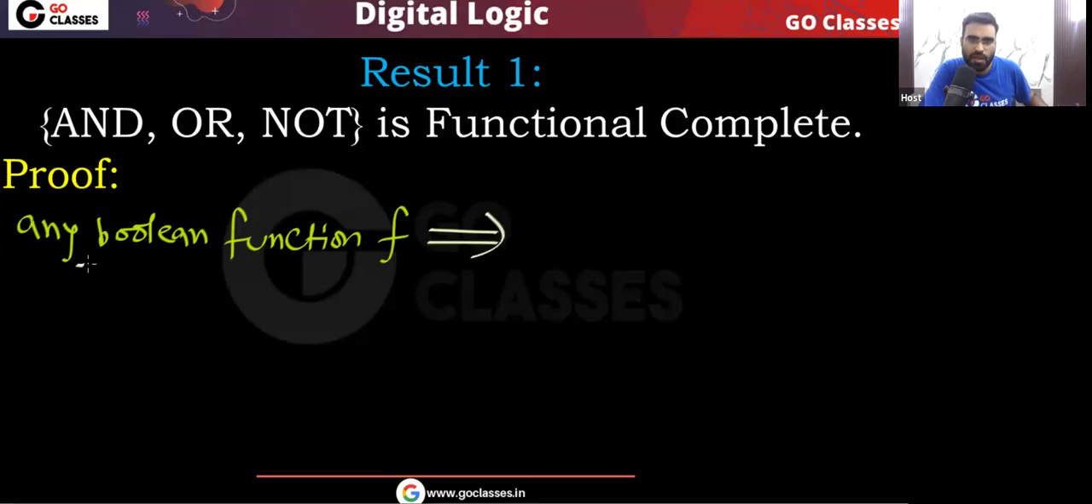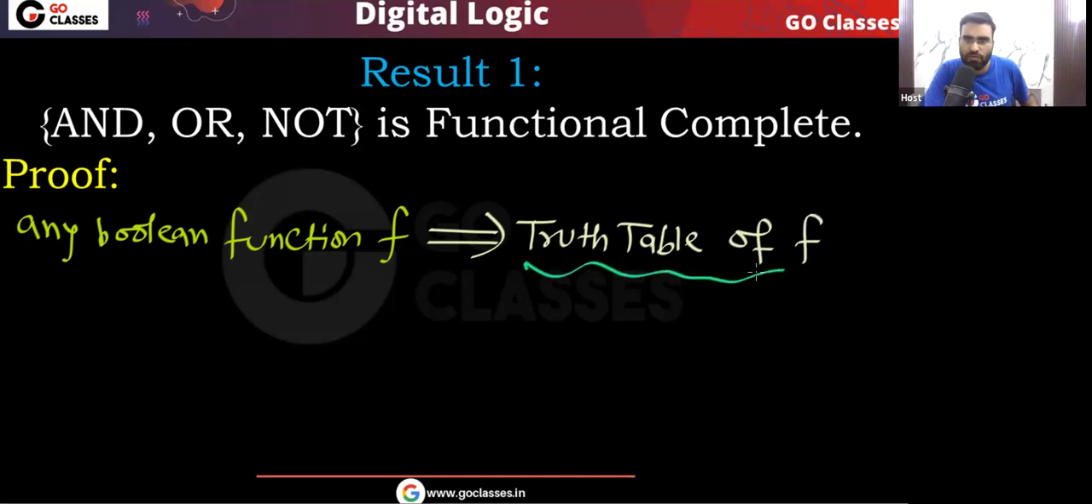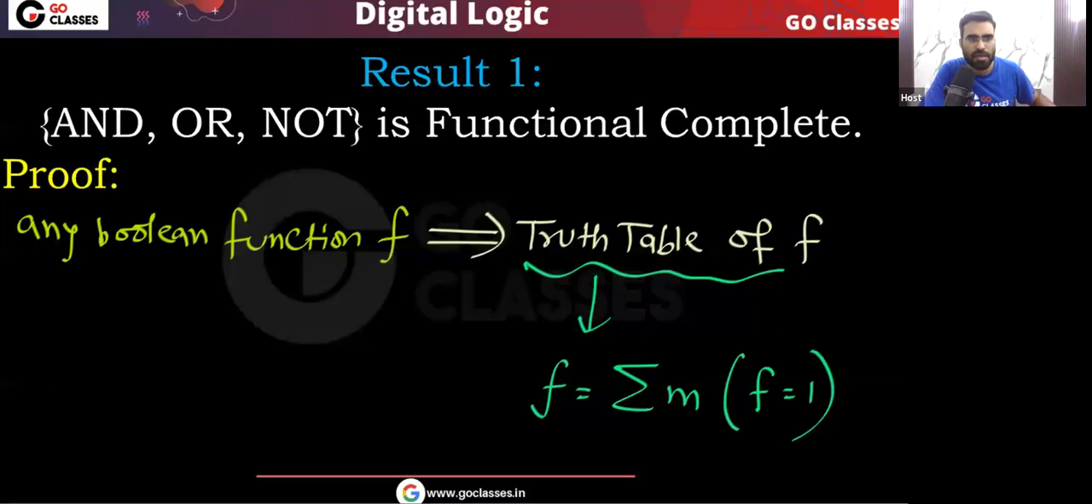If you have any Boolean function f, we can create the truth table of f. From the truth table of f, we can express this function as a summation of minterms where the function value is 1. Is this clear? Basically, from this truth table we can express this function as a sum of minterms.